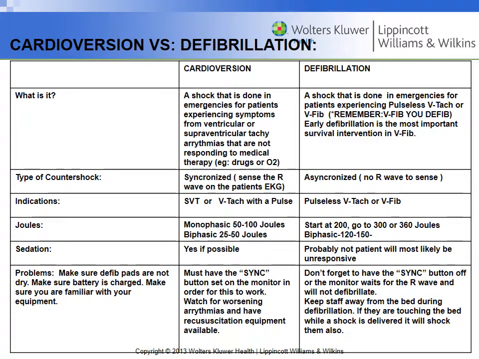The joules that you start at for a monophasic defibrillator are 200. Then you go to 300, and then if no effect, go to 360. And in your biphasic defibrillator patients, if you have VFib or VTach, you're going to start your biphasic at 120 joules, and if that isn't effective, you go to 150.